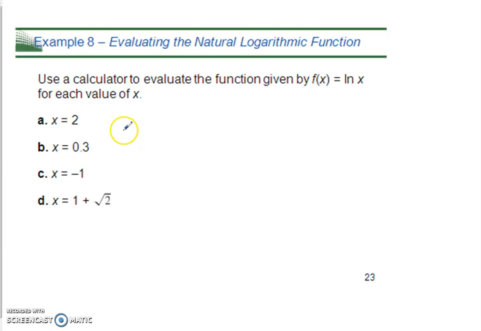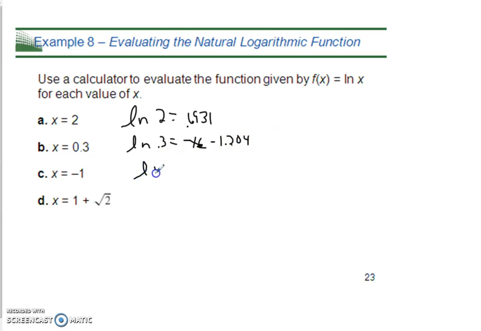Alright, here are the answers. To 4 decimal place accuracy, the natural log of 2 is equal to 0.6931. We often go to 4 decimal place accuracy. Natural log of 0.3 is equal to negative 1.204. You'll notice some rounding happened there.